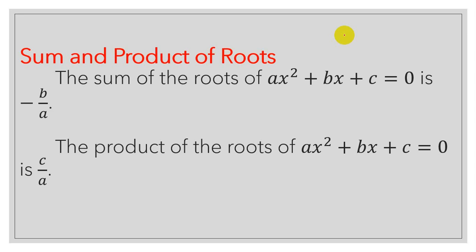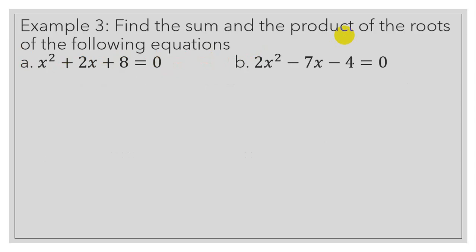For the sum, you just have to simply use negative b over a, and then for the product, we have c over a. Still, you have to make sure that it is arranged in standard form, ax squared plus bx plus c equals 0, before you can identify a, b, and c. Let's have the third example. Find the sum and the product of the roots of the following equations. A, x squared plus 2x plus 8 equals 0, and B, 2x squared minus 7x minus 4 equals 0.